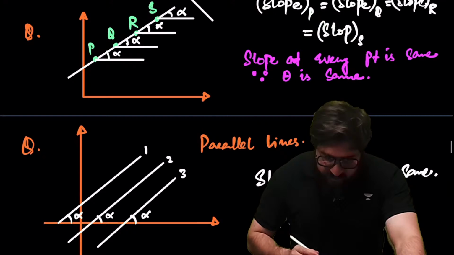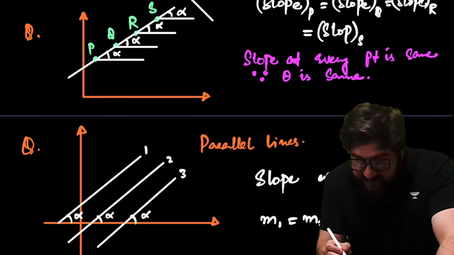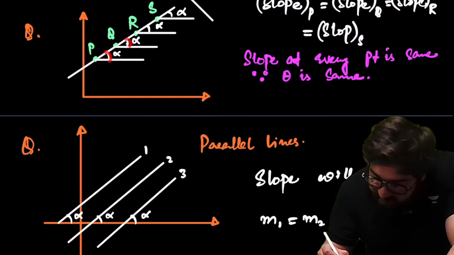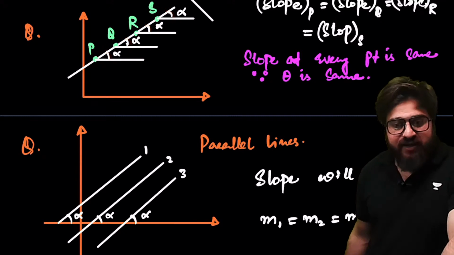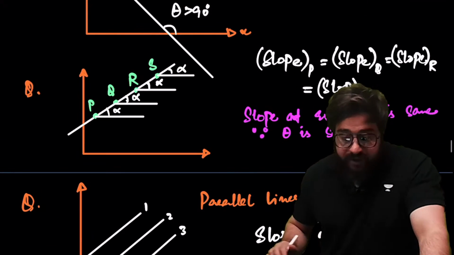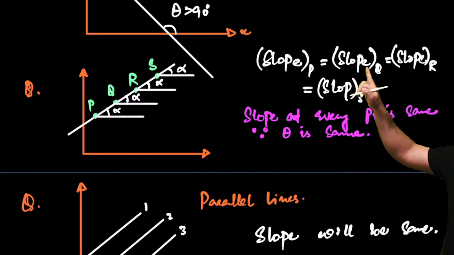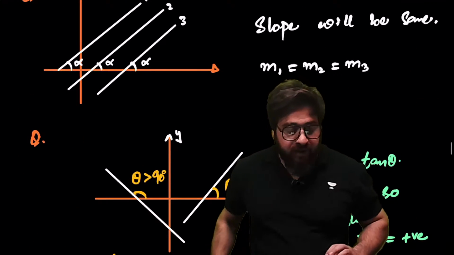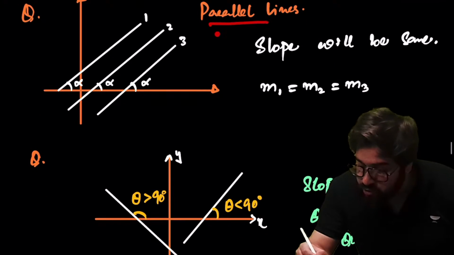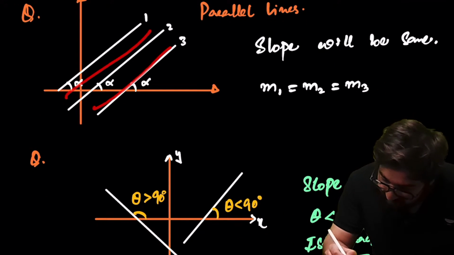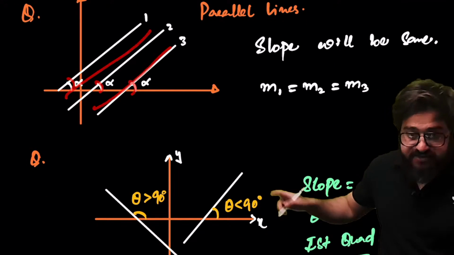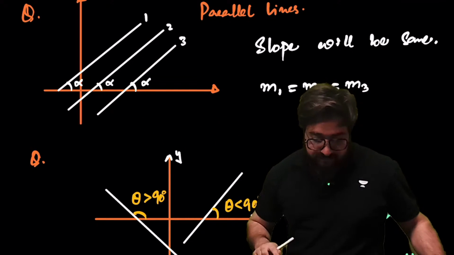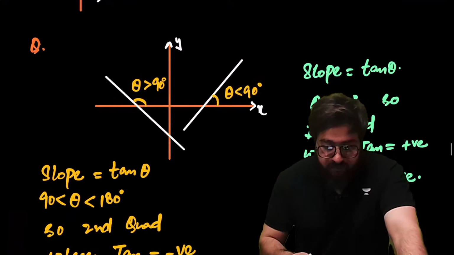And if you see on this line, at different points, slope will be the same, because at different points the angle is the same. So slope at P is equal to slope at Q, slope at R is equal to slope at S, slope at every point. Slope of parallel lines is also the same, because these parallel lines are making the same angle with the x-axis. That's why slope in this case is also the same. Okay. Now over here, come over here, my dear friend.